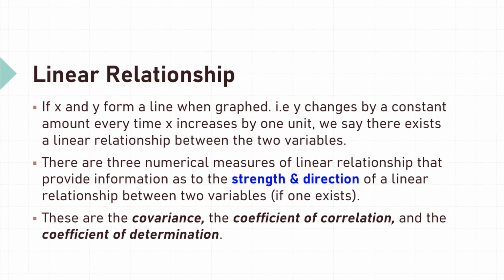There are three numerical measures of linear relationship that provide information as to the strength and direction of a linear relationship between the two variables, if one exists. These are the covariance, the coefficient of correlation, and the coefficient of determination. Let us discuss them one by one.